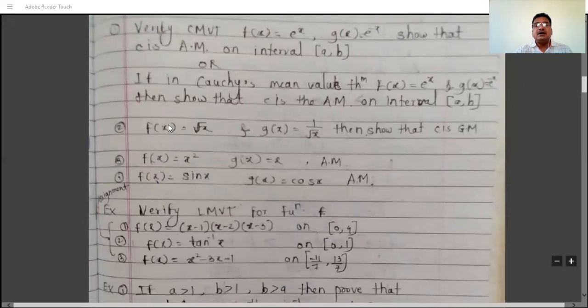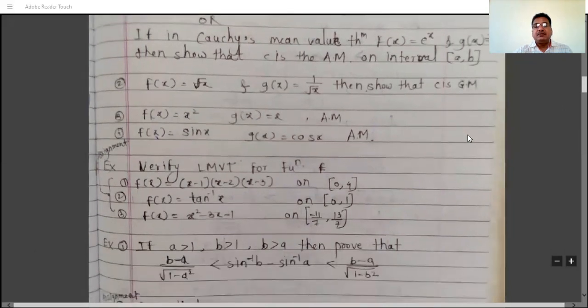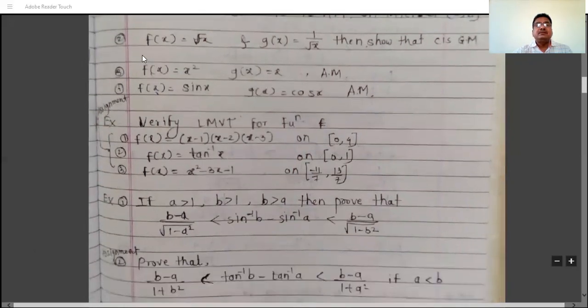If f(x) is root x and g(x) is 1 by root x, then show that c is the geometric mean. If f(x) is x square and g(x) is x, then show that c is the arithmetic mean. If f(x) is sin x and g(x) is cos x, then show that c is the arithmetic mean. So these are the problems for homework.